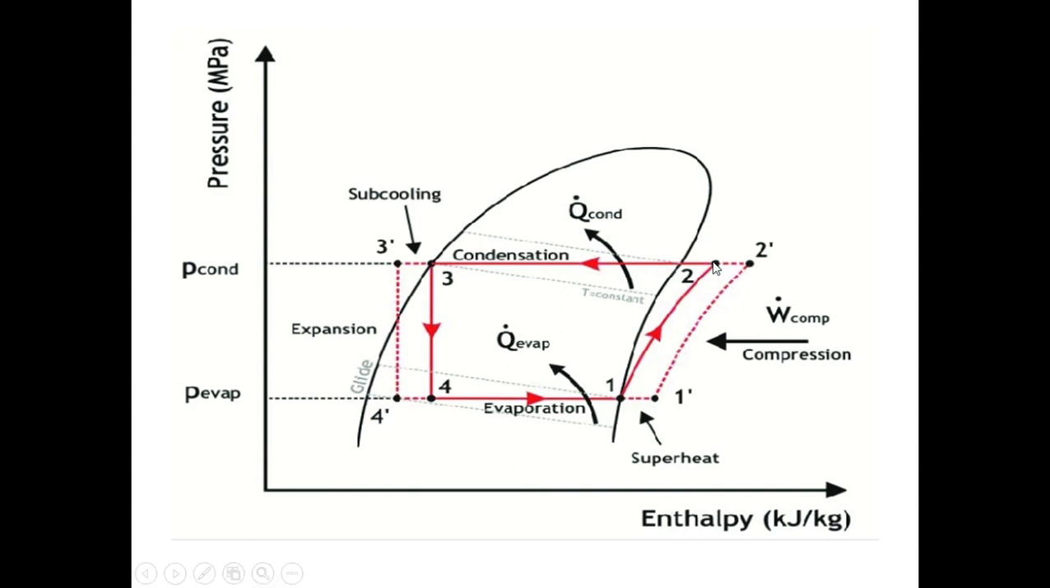Then 2-3 is condensation. 2 or 2' will be in the superheated region. This much portion is desuperheating. Then you have condensation. After the condenser, if saturated refrigerant is entering the expansion valve, it will follow a curve 3-4. Whereas if after the condenser there is a subcooling of say 5 degrees, the refrigerant will be in the subcooled region after condensation. So it will follow a curve 3'-4', then you have evaporation 4-1 or 4'-1' accordingly.